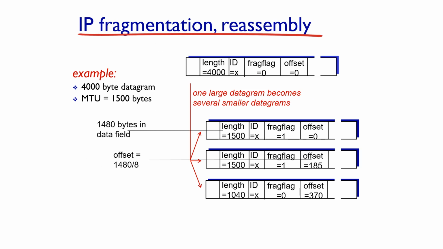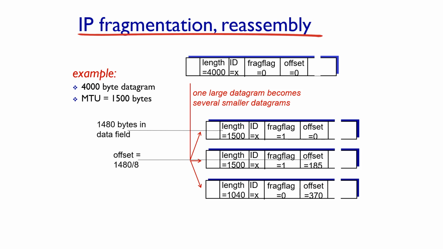Here we can see the three fragments for a single datagram, and each fragment has a maximum capacity of 1500, including the header. The header length is 20 bytes, which is subtracted from 1500, and we get 1480 bytes of data. The ID field: ID equal to X means all the fragments with the same ID number X belong to the same datagram.